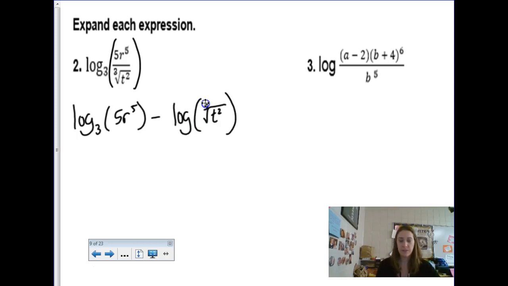And then the other thing I'm going to do, because I don't like this cube root of t squared, I'm going to rewrite that as an exponent. I'm going to rewrite it as t to the 2/3 power.